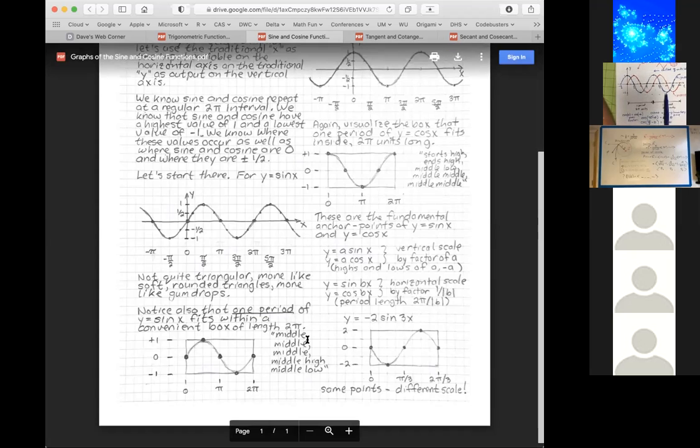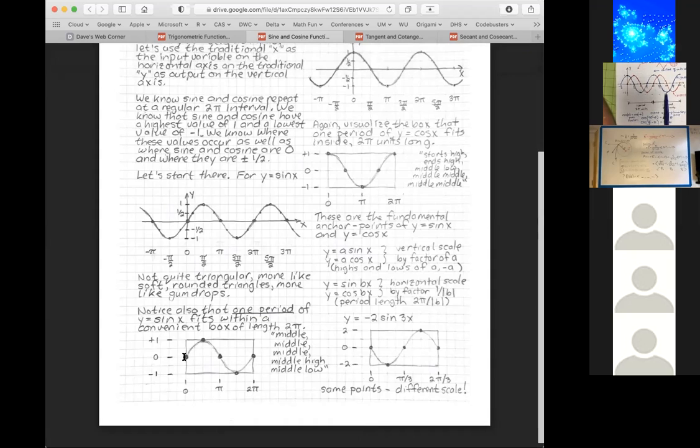If you kind of want to say it to yourself as a poem, then what do you have for these first 3 points, beginning, middle, and end? Middle, middle, middle. Those 3 points are in the middle of the box. The left side, middle, the right side, middle, the middle, middle. But between these 2 middles, you have the middle high point and the middle low point. Now, that's not much of a poem, and it's not much of a mathematical description, but that's how I say it to myself when I graph sine. Middle, middle, middle, middle high, middle low.